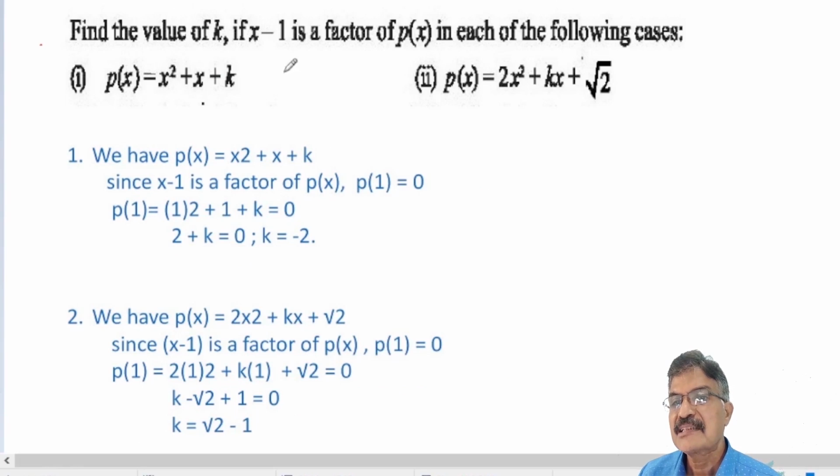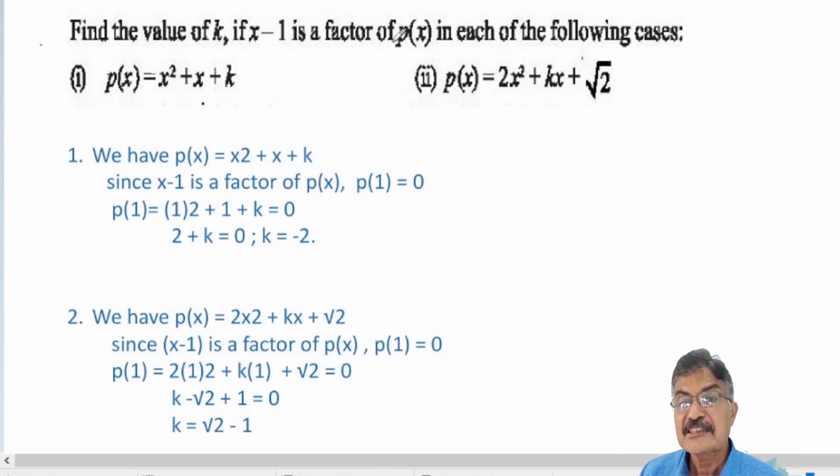Next question. Find the value of k if x minus 1 is a factor of p(x). The first question, p(x) is x square plus x plus k. We have to find the value of k here. Second question, 2x square plus kx plus root 2. We have to find the value of k here.